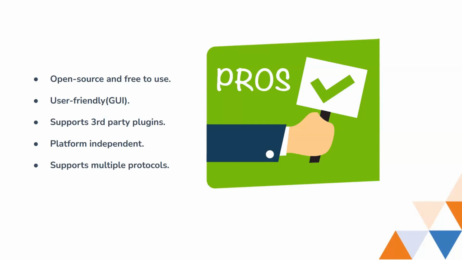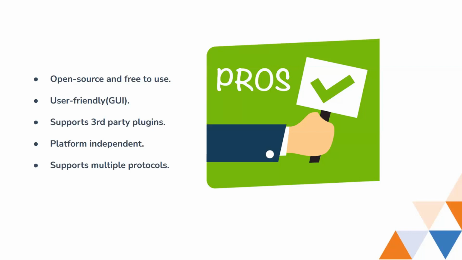And one more advantage is platform independence. JMeter is built in such a way that it works the same on different systems. It works well on Windows, Mac OS, and Linux without needing big changes. This helps in doing tests in the same way on different types of computers.